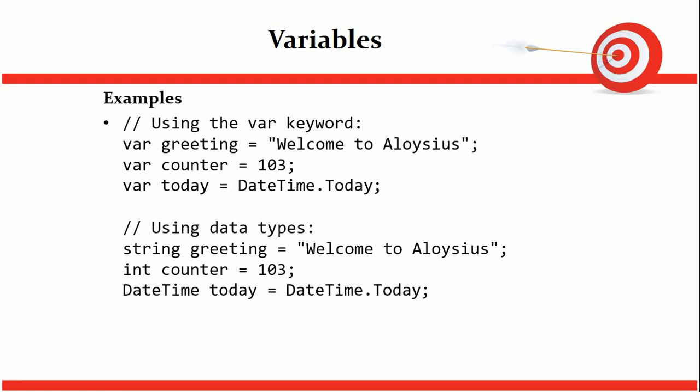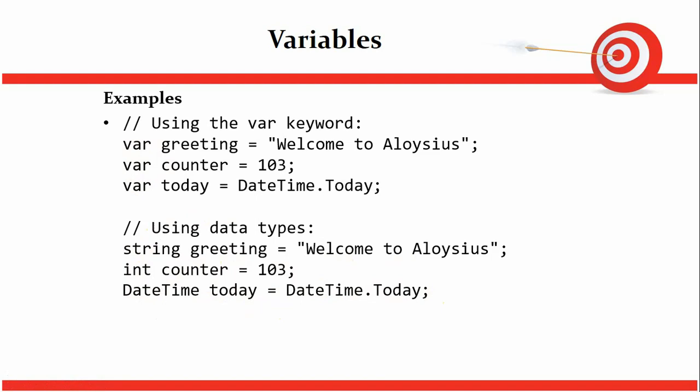So you have var greeting equal to "Welcome to Aloysius", var counter is equal to 103, var today is equal to DateTime.Today. But with data types, instead of writing these first three, how would you write them? You have to write string greeting equal to "Welcome to Aloysius". If you put a number, you should create int counter equal to 103. For DateTime, you write DateTime today equal to DateTime.Today, stored as a DateTime object. But it doesn't matter. You need not bother about this if you just use the word var. So it's not a problem.